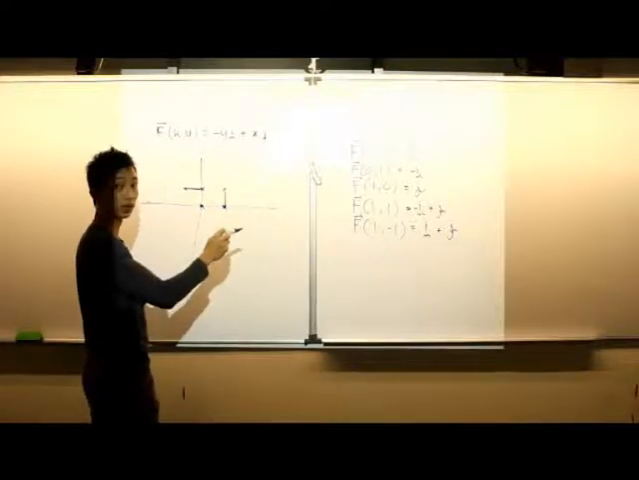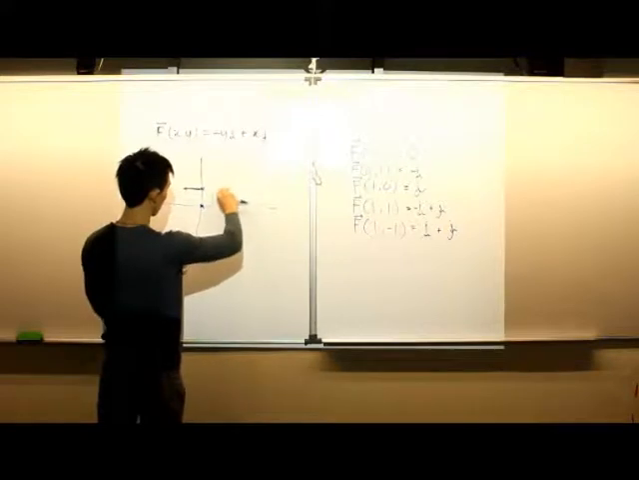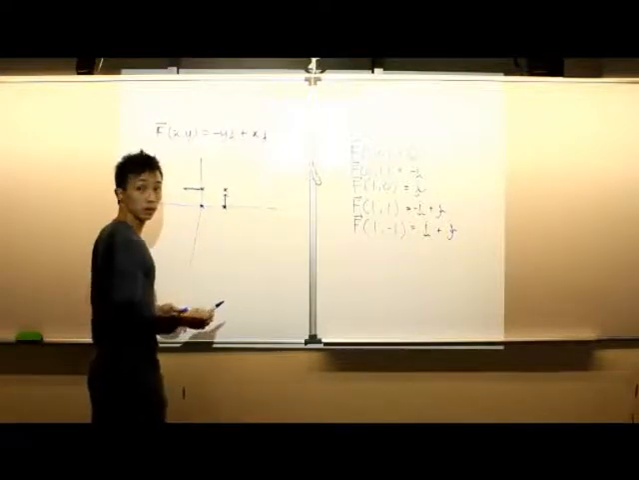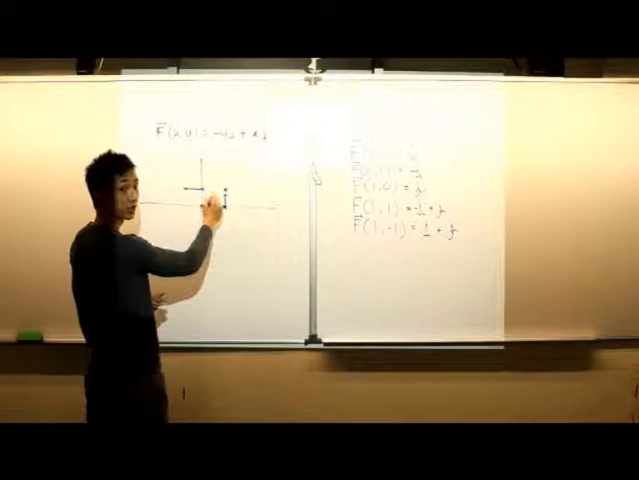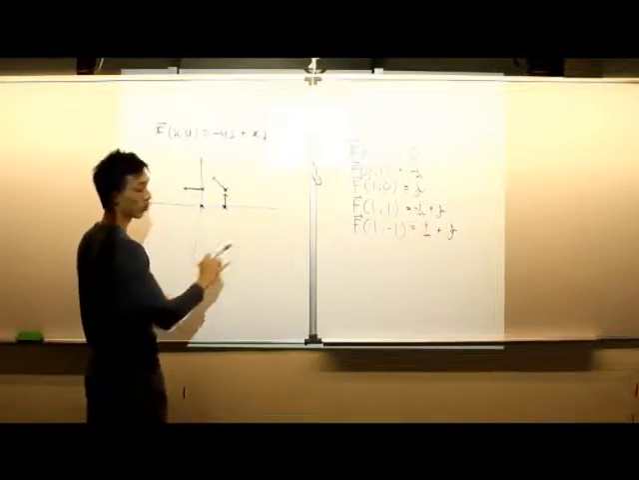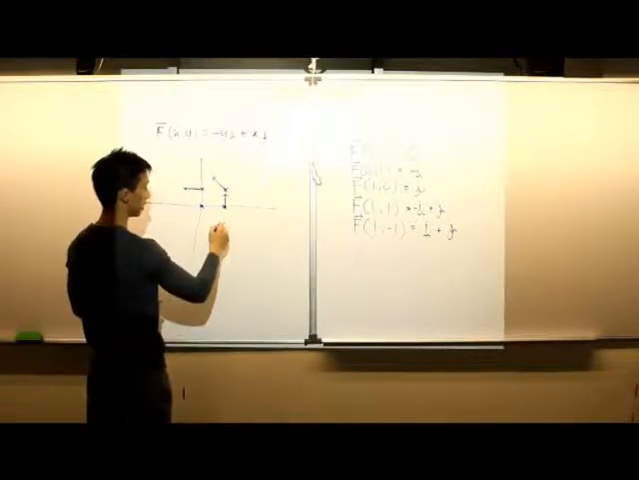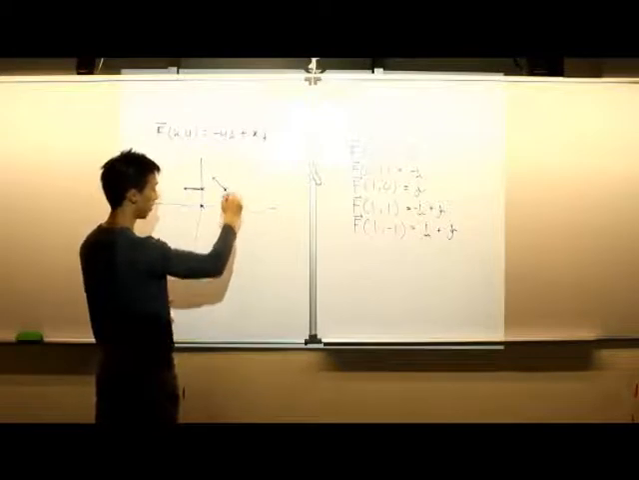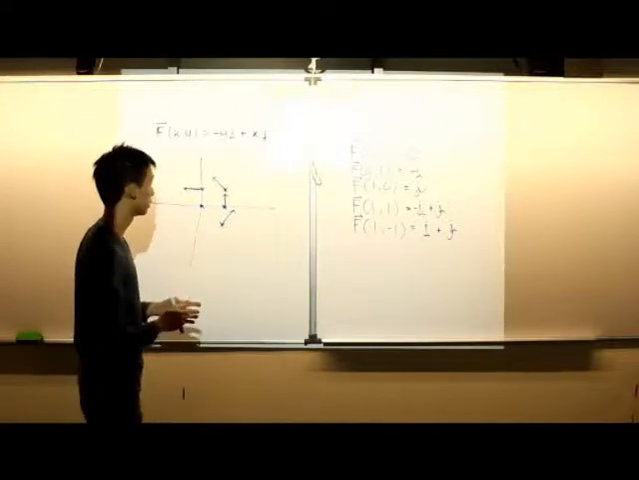Next we have 1, 1. At 1, 1, the vector is negative i plus j. Negative i meaning to the left and j meaning upwards, given as a resultant vector in this direction. And our last point is at 1, negative 1, which is here. And this gives us the vector i plus j, positive i to the right, and positive j up. From here you get a general idea of what the graph should look like. Now let me show you the solution.